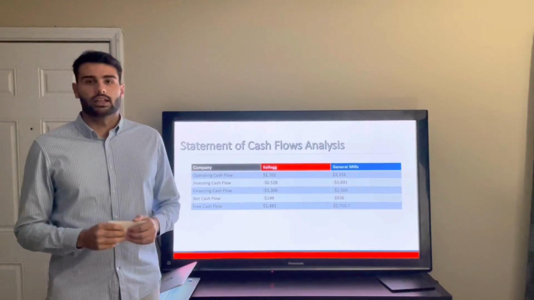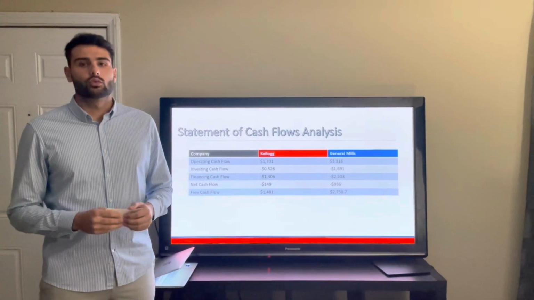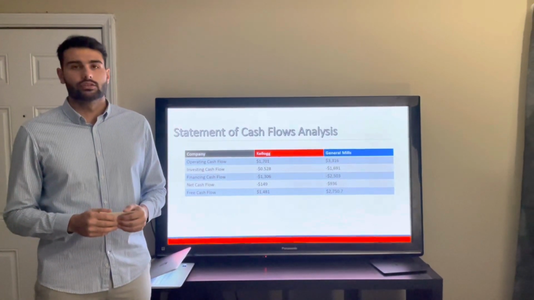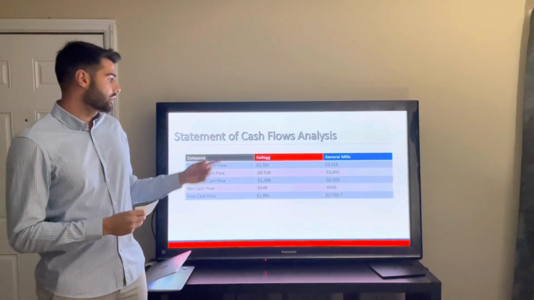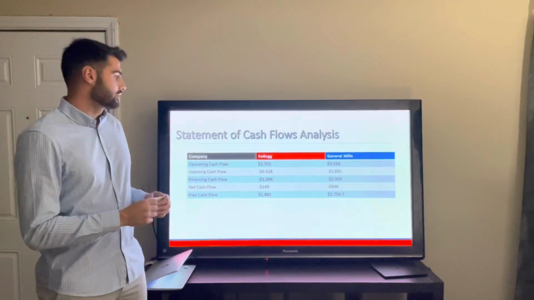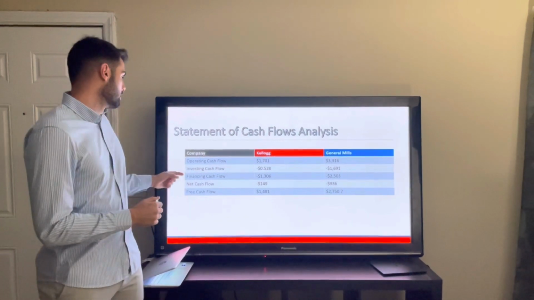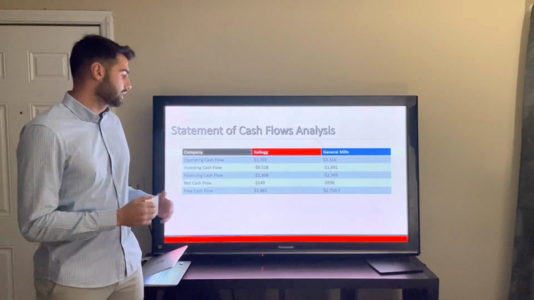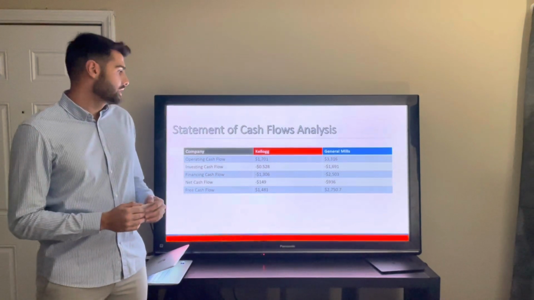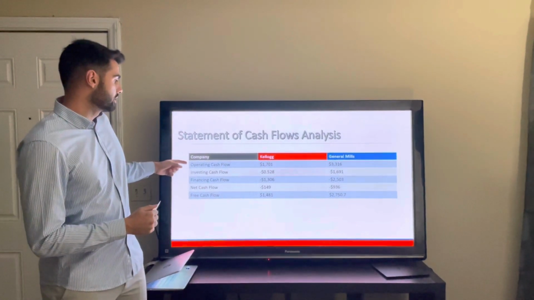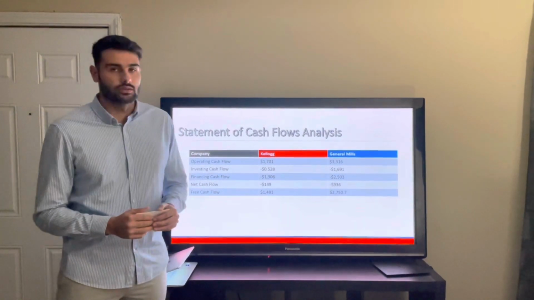Statements of cash flows analysis shows the ability to operate in the short and long term. As you can see, Kellogg's company has better numbers in terms of investing cash flows, financing cash flows, and net cash flows. But General Mills has better numbers on operating cash flows and free cash flows.